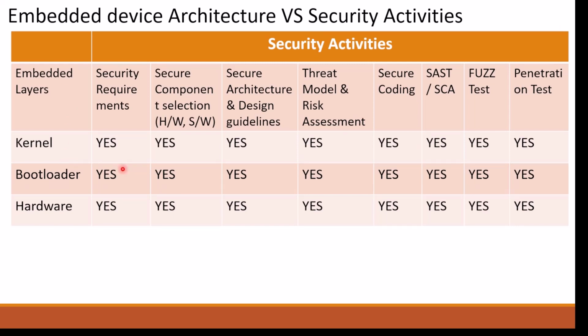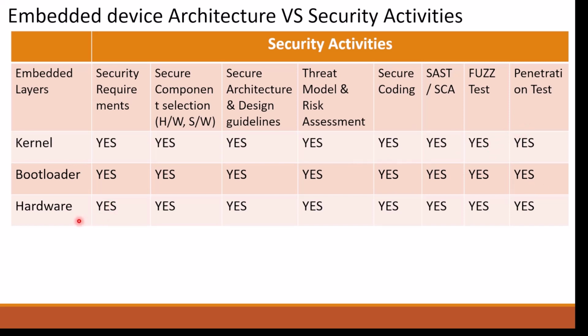And the kernel layer also, the required security requirements, secure component selection, secure architecture and design guidelines, threat model, secure coding, SAST, SCA, fuzz test, penetration test. So this aspect we need to consider. And the bootloader, when we do the bootloader related security, the required security requirements, secure component or software selection we need to do, secure architecture design guidelines we need to provide, threat model risk assessment, secure coding, SAST, SCA, fuzz testing, penetration testing we need to do.